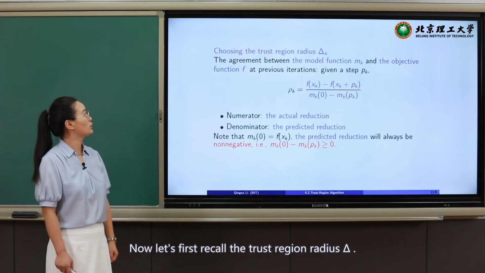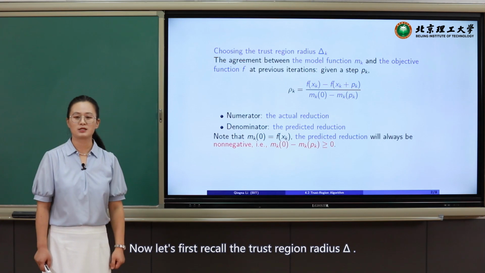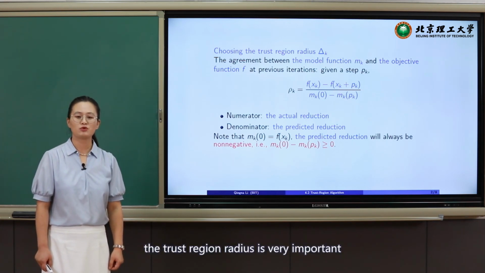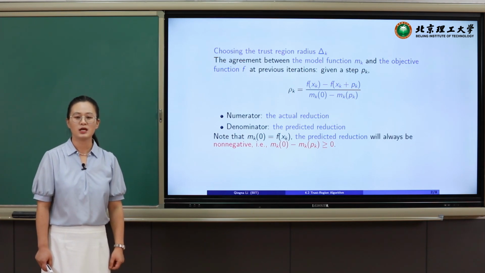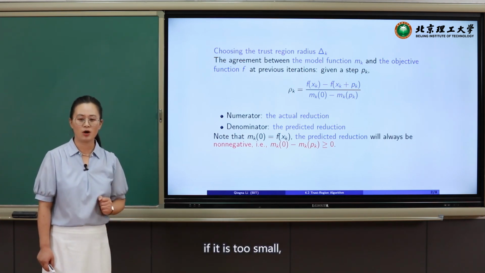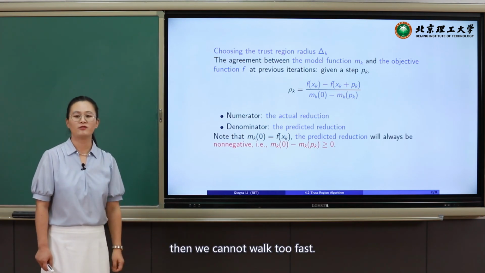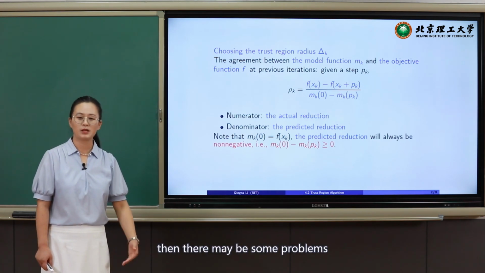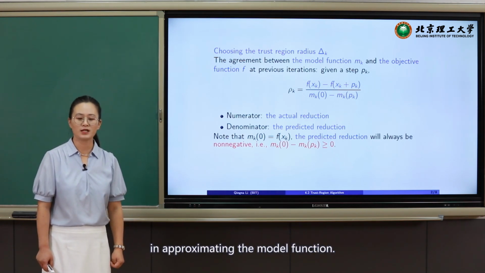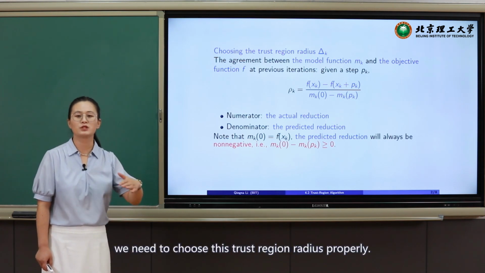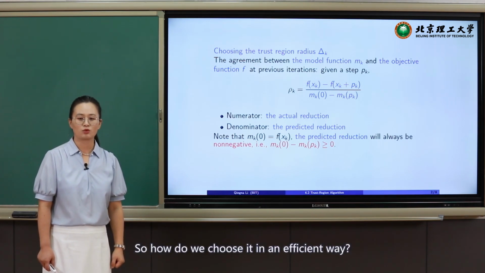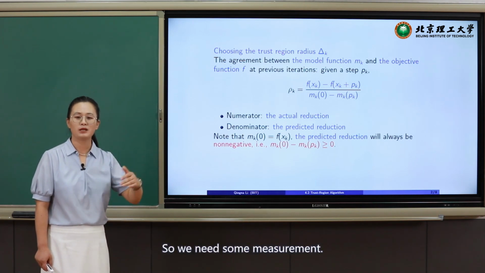Now, let's first recall the trust region radius delta. Recall that in trust region methods, the trust region radius is very important in the sense that if it is too small, then we cannot walk too fast. And if it's too large, then there may be some problems in approximating the model function. Therefore, we need to choose this trust region radius properly. So how do we choose it in an efficient way? So we need some measurement.